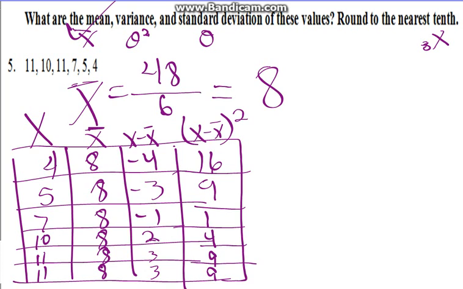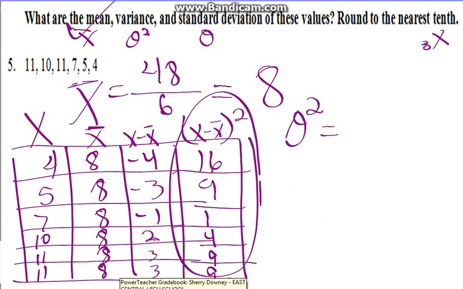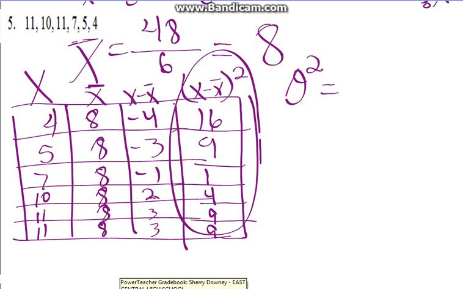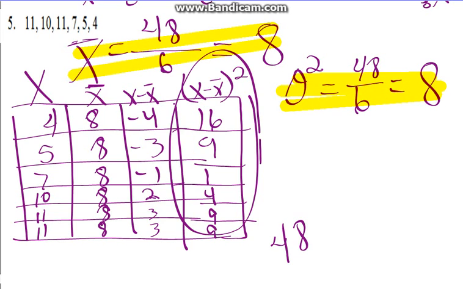Now when we find the variance, which is sigma squared, we know it's just going to be this column, take the average, right? So what is the average? When we add all of these together, we get 48. And now 48 divided by 6, that's the number of items, equals 8. So it's a coincidence that not only was our mean 8, so is our variance.